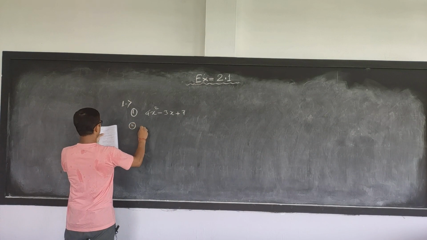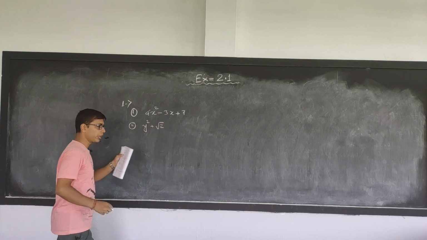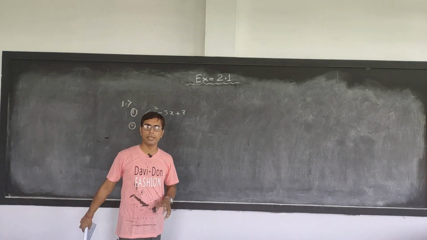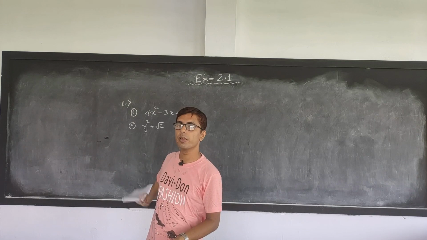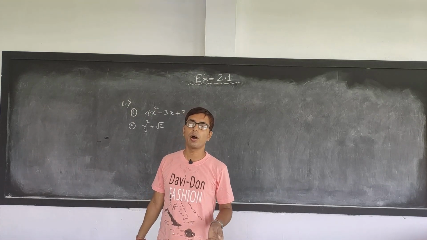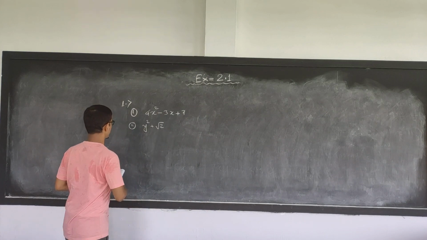Then the second one is y square plus root over 2. Is it a polynomial in one variable? Definitely it is a polynomial in one variable. Why is it a polynomial? Since the power on the variable is a whole number, and there is only one variable, y. So it's a polynomial in one variable. This is also a polynomial.